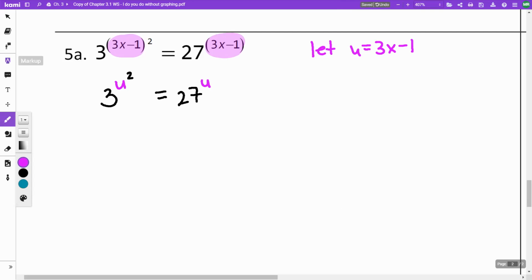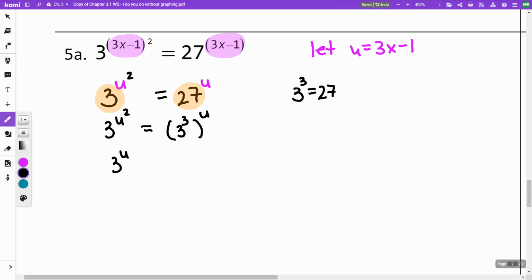Now my goal is to get the bases to be the same. I want my 3 and my 27 to be the same base. So just like the problem I just showed you a second ago, I am going to rewrite a 3 to the 3rd in place of my 27. So the left side is going to stay 3 to the u squared. The right side, which is a 27 to the power u, I'm going to rewrite that 27 as a 3 cubed. And then I get 3 to the u squared is equal to 3, and power to power I multiply, and I get a 3u.